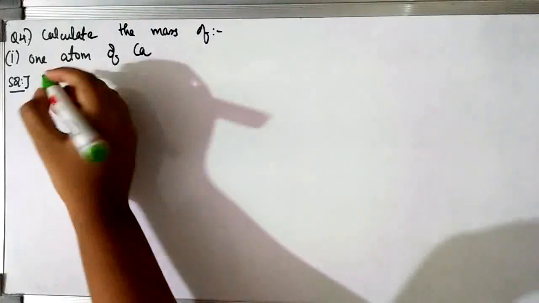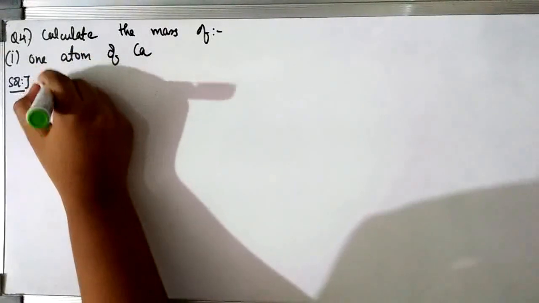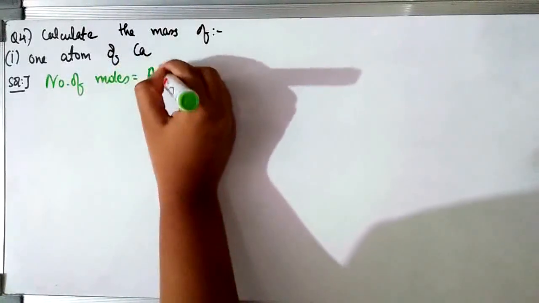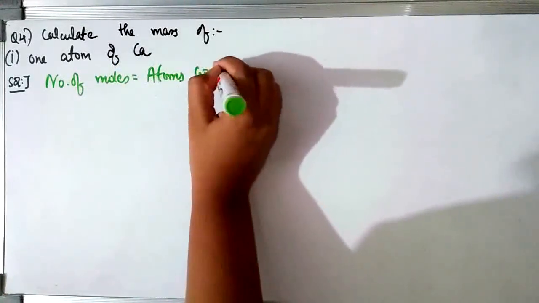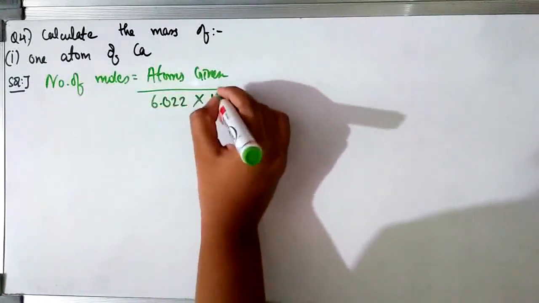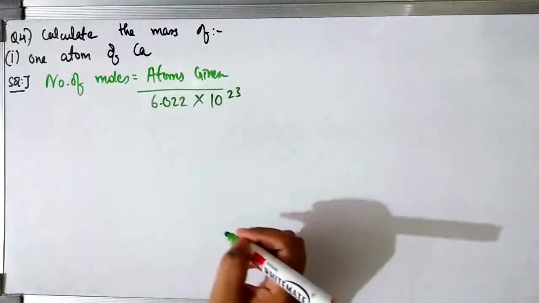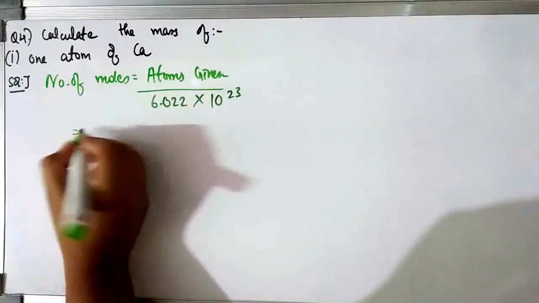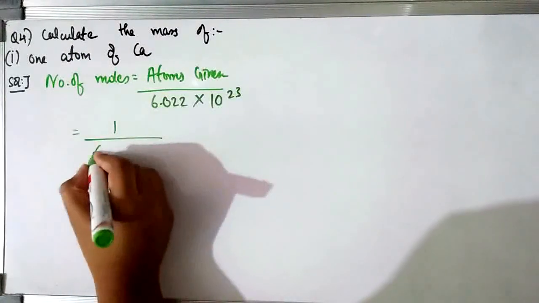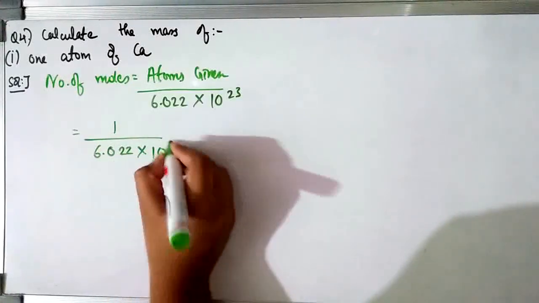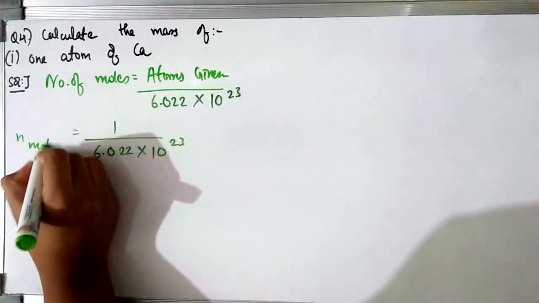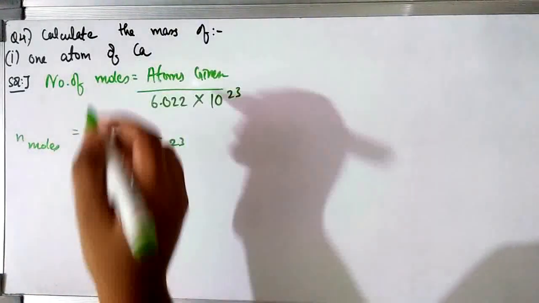So for finding the number of moles, we have one more formula which we studied, that number of moles is equal to the atoms given, or the molecules given, upon the Avogadro number. Here we have the atoms given, so the atoms given upon the Avogadro number. With this we're going to find the number of moles. We have one atom of calcium, so 1 by the Avogadro number is the number of moles. These are the number of moles of calcium in one atom.